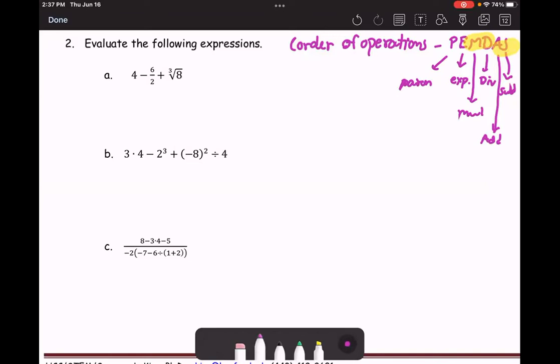From part A, we have the expression 4 minus 6 over 2 plus the cube root of 8. We're going to simplify each term before we simplify the whole expression. 6 over 2, that is 3. The cube root of 8, that is 2. Now we have the addition and subtraction. We're going to do it from left to right. 4 minus 3, that's 1. And then plus 2. The final result is 3.